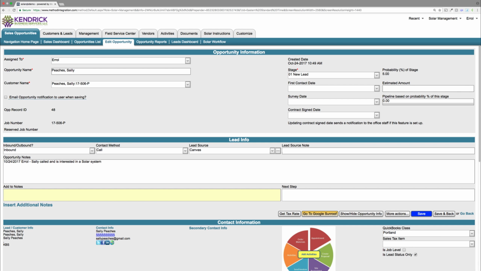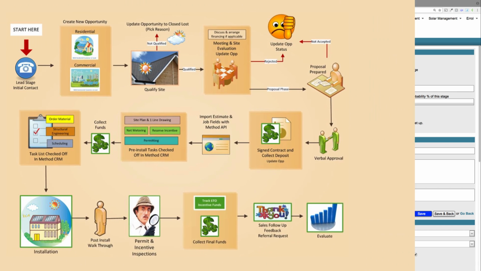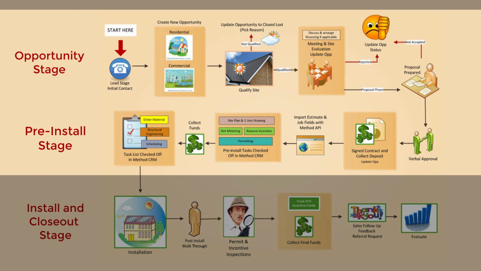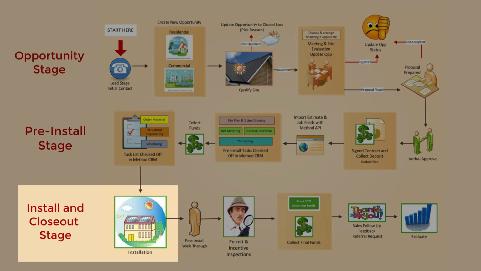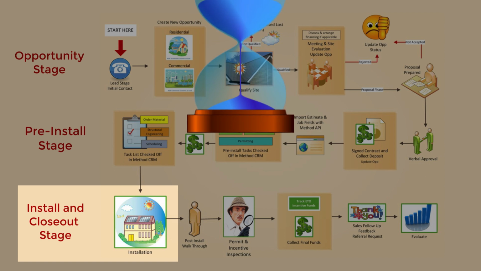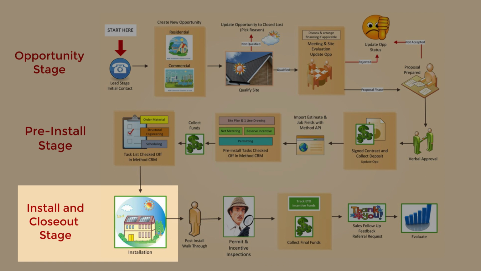Spectacular! Let's go back to our workflow sheet. We've done the opportunity and pre-install stage, and now we are at the install stage. Our team is now out in the field installing those solar panels, and time has passed. While this is happening, we can monitor Sally Peach's project and have an overview on how we've been doing.